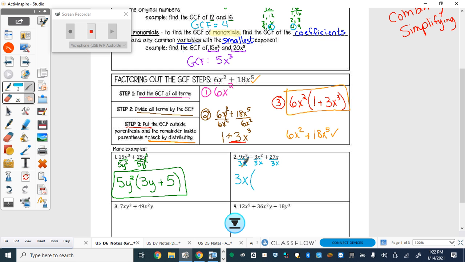9 divided by 3 is 3. Subtract those exponents like we were just practicing with our division rules a couple days ago. So I get 3x squared. 3 divided by 3 is 1. 2 minus 1 gives me x to the first. Plus 27 divided by 3 gives me 9, and then those x's would cancel because they're the same exponent.